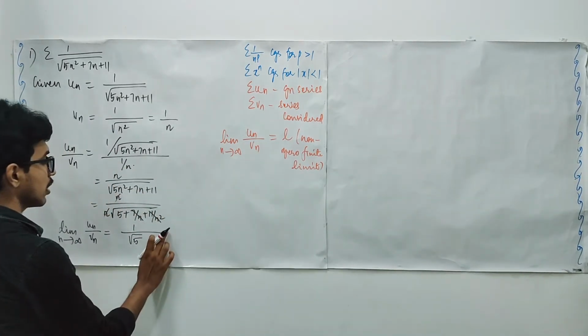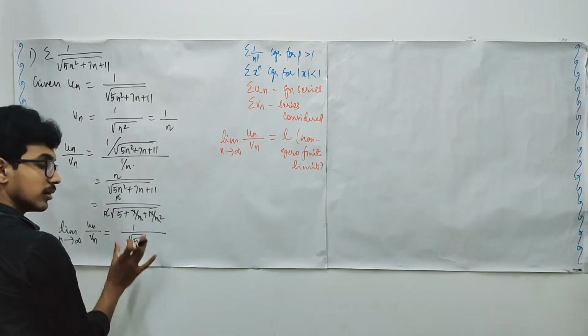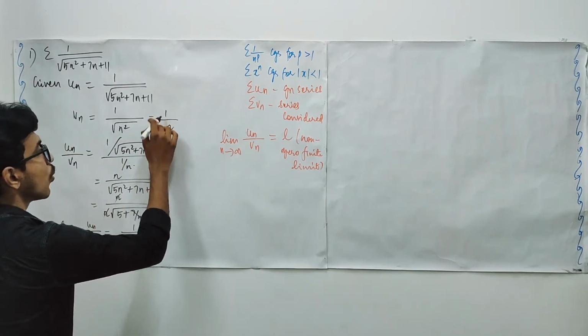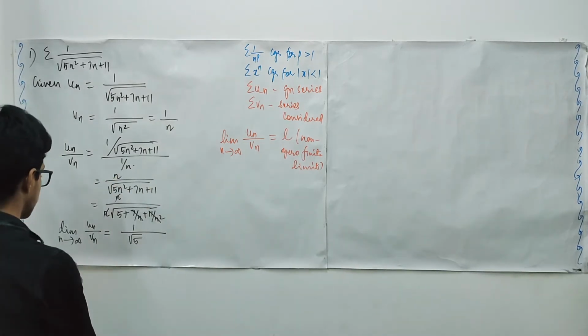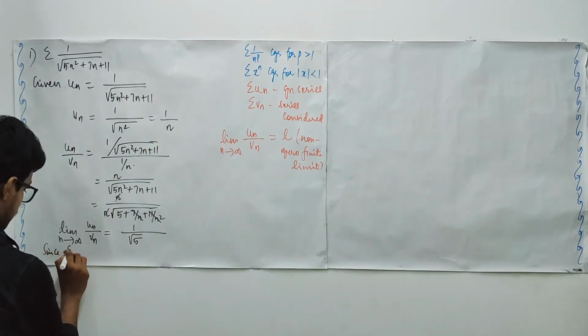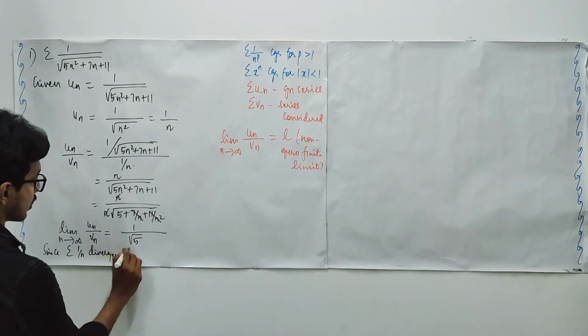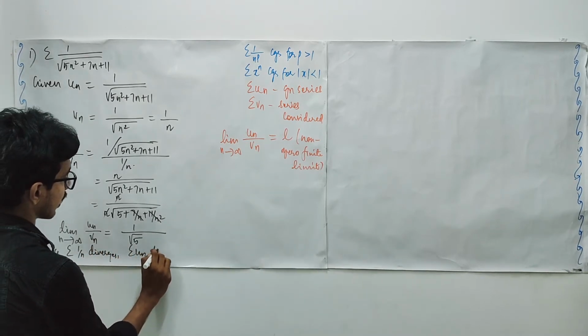So this is the non-zero finite quantity, and you know that summation 1 upon n diverges. Okay, since summation 1 upon n diverges, the given series un diverges.